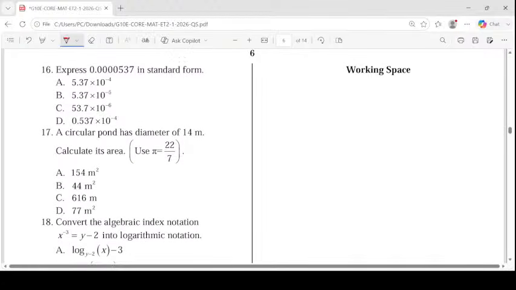Let's look at question number 16. Express 0.0000537 in standard form.